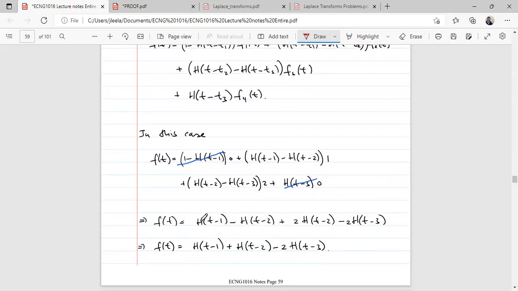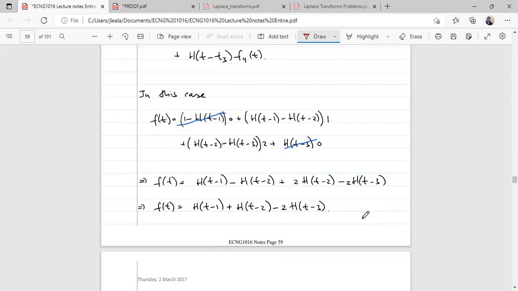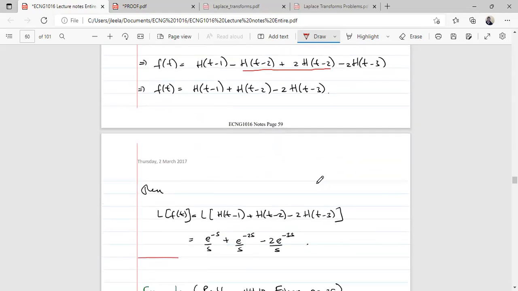So basically, you'll get the Heaviside at t minus 1 minus the Heaviside at t minus 2, because you're multiplying by 1, plus 2 times the Heaviside at t minus 2 minus 2 times the Heaviside at t minus 3, right? And of course, these two in the middle here would simplify to the Heaviside at t minus 2, because you have a 2 here and you have a minus 1. 2 minus 1 is 1. So that is the Heaviside at t minus 2, plus the Heaviside at t minus 1 minus 2 times the Heaviside at t minus 3.